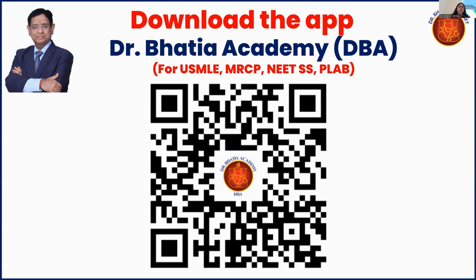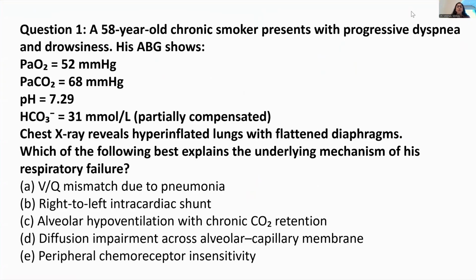So let's begin. The very first question is, we have a 58-year-old chronic smoker presenting with progressive dyspnea and drowsiness. Now his ABG is showing a PO2 of 52 millimeters of mercury, that is hypoxemia, with a PaCO2 of 68 millimeters of mercury. That means there is hypoxemia with hypercapnia. There is acidosis, pH is 7.29. So it is rise in PaCO2 causing a low pH, which means respiratory acidosis.